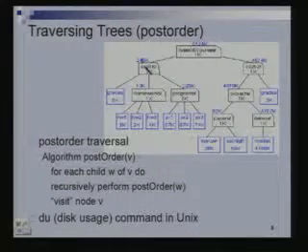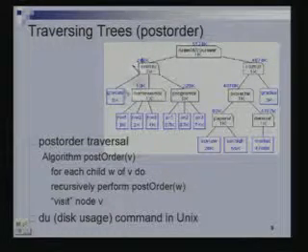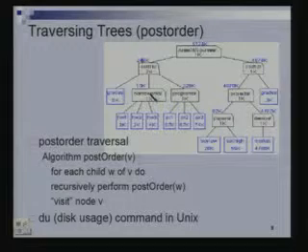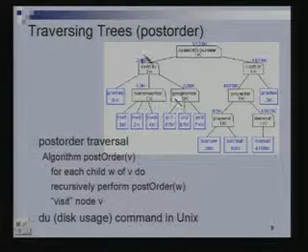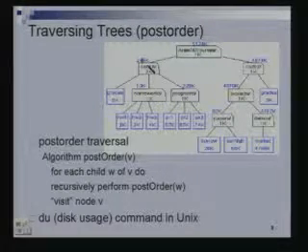And how does it do this computation? In a recursive manner. That is, to compute the total space required by this directory, it is first going to compute the total space required here, then the total space required here, and then add them up to get the total space required here. So, that would be a post order traversal.